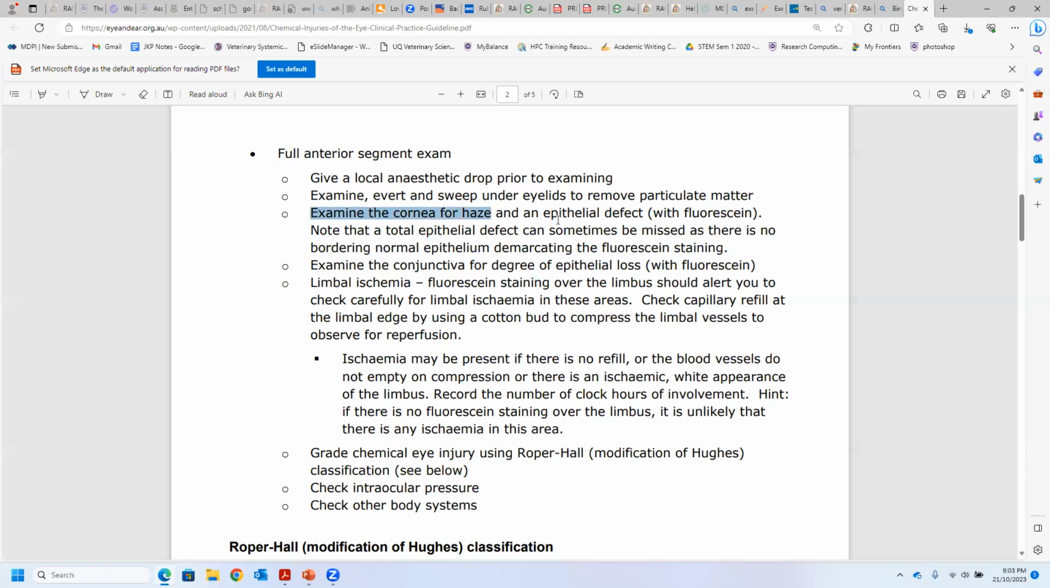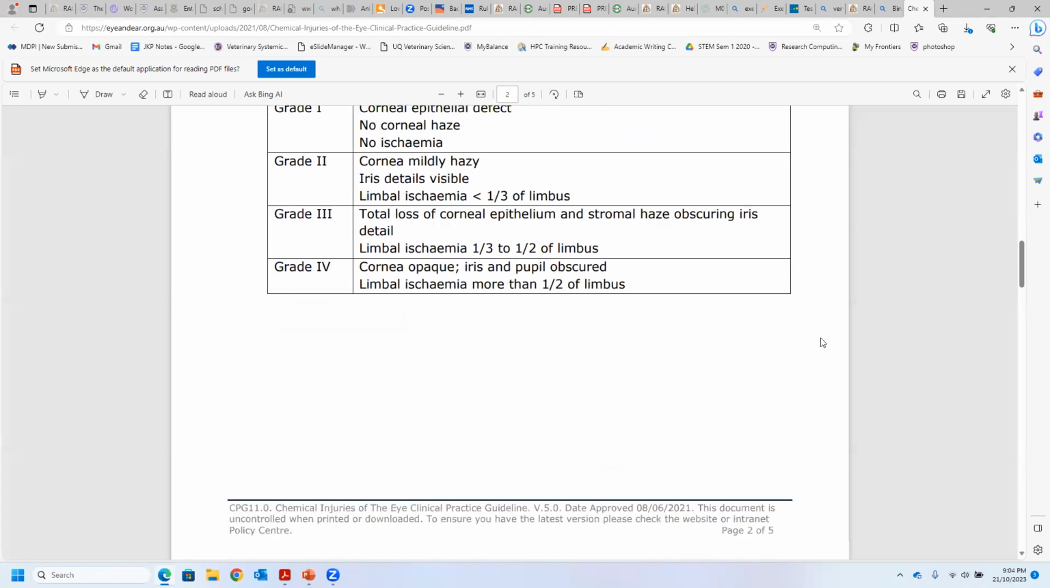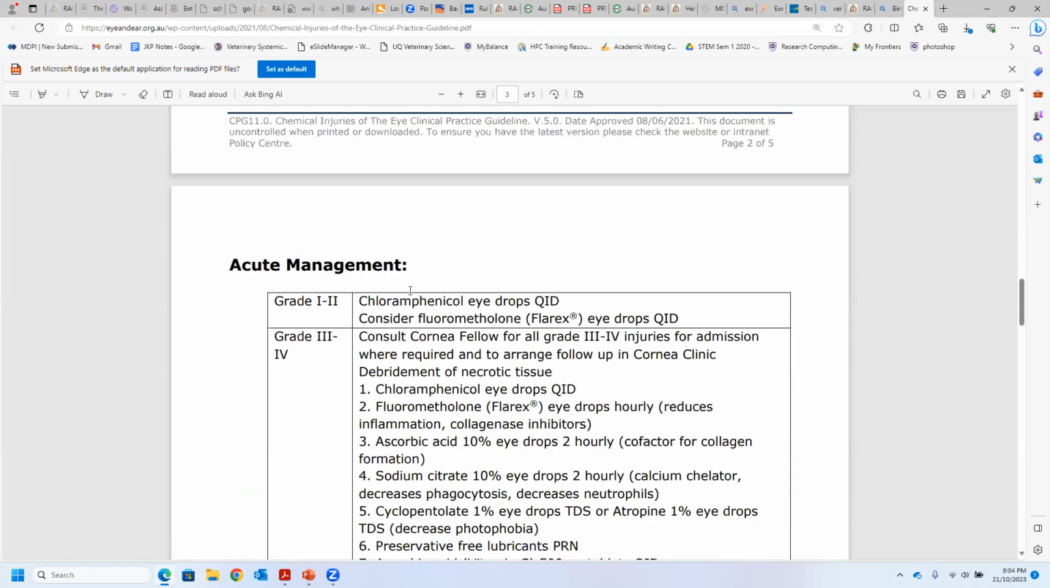We examine the cornea for haze or epithelial defect with fluorescein dye. We examine the conjunctiva with the fluorescein dye. We examine for limbal ischemia with the fluorescein dye. And if there is corneal abrasion or a chemical injury, we refer the patient to the ophthalmology department. But before doing that, we make sure we have given an antibiotic drop and a painkiller drop.